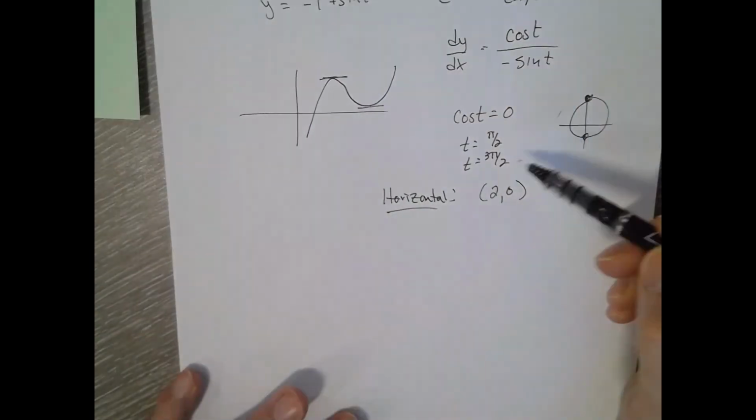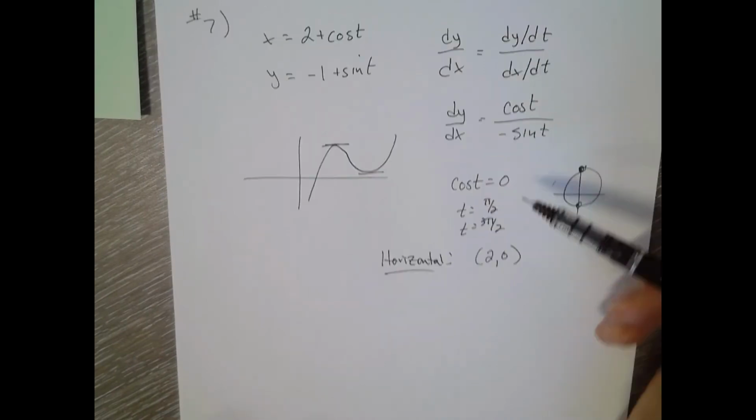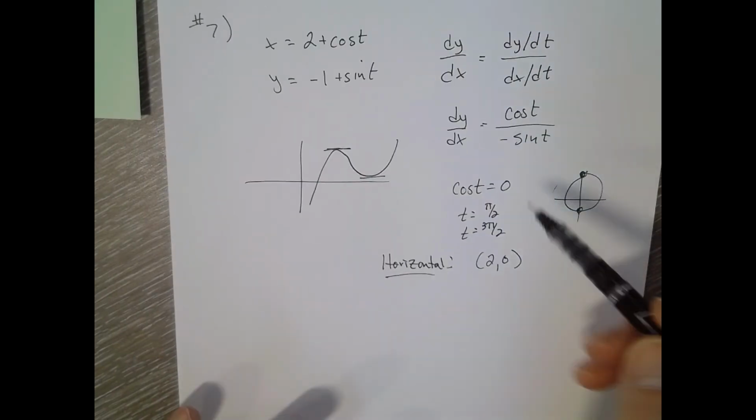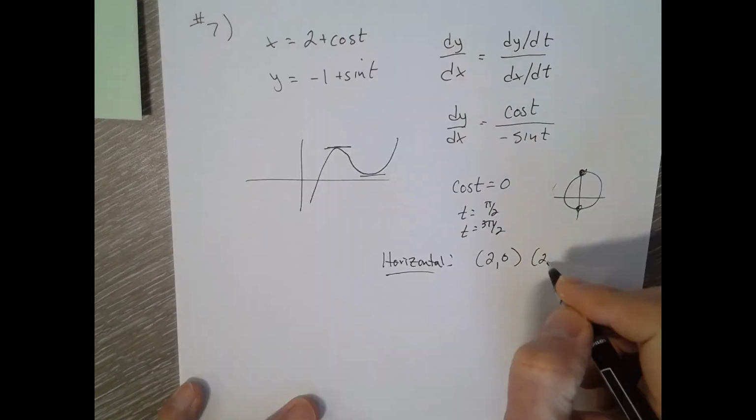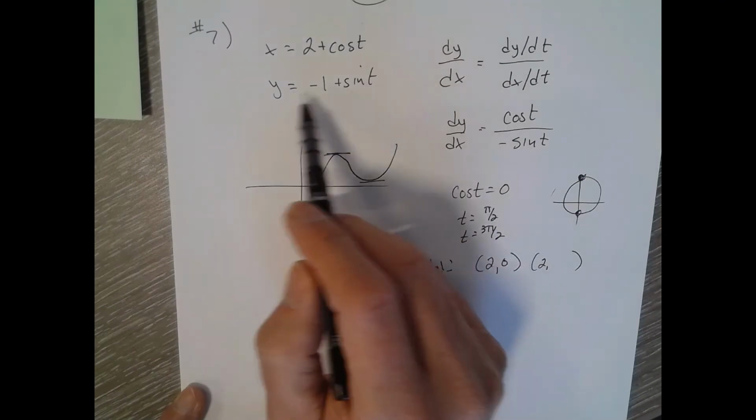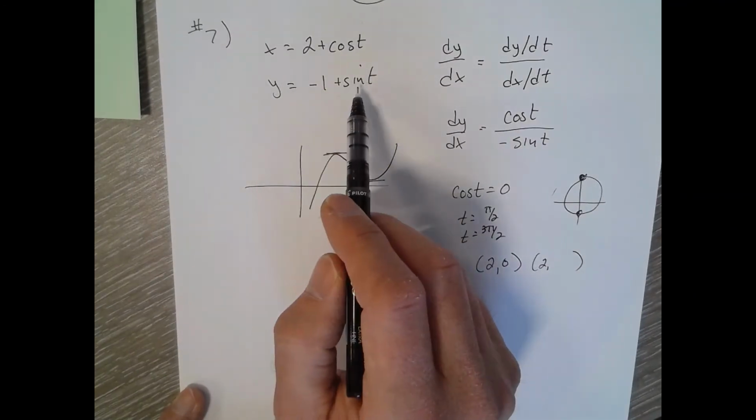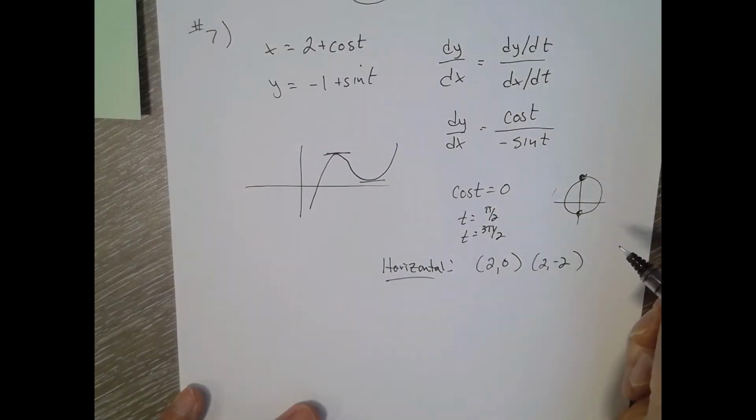Let's plug in 3 pi over 2. Cosine of 3 pi over 2 is 0. Plug 3 pi over 2 into the y to find the y value there. Sine of 3 pi over 2 is negative 1. Negative 1 plus negative 1 is negative 2. So our horizontal tangents occur at 2, 0 and 2, negative 2.